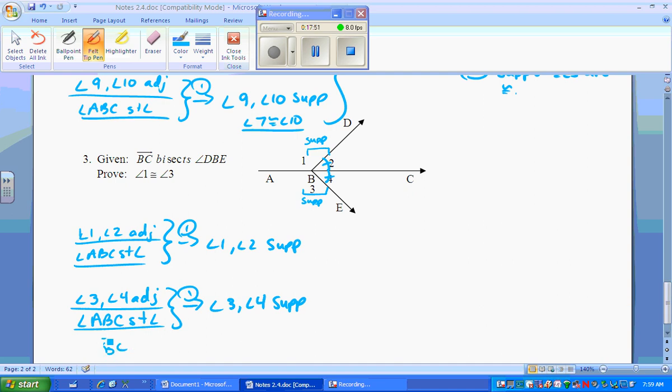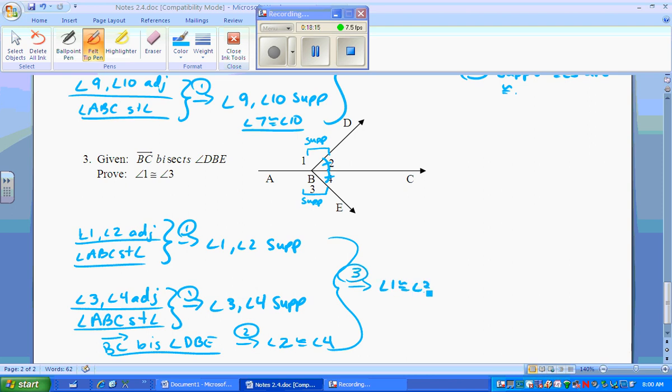And then let's not forget our bisector piece. BC bisects angle DBE. Underline it because it's given. This gives us our congruent piece of angle 2 congruent to angle 4. And these three things together are up to reason 3. Supplement piece, congruent piece. The leftovers 1 and 3 have to be congruent.